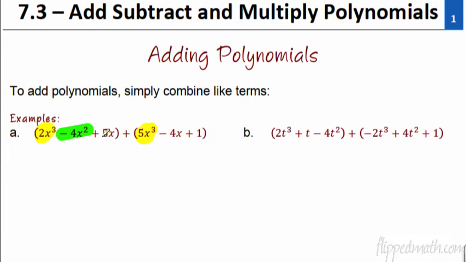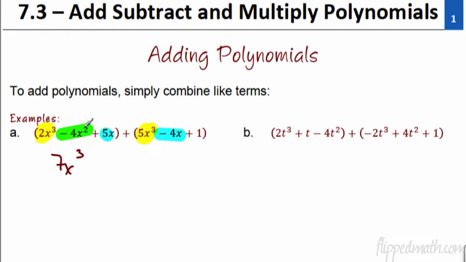Next we have a regular x to the first power, just an x term. That's the 5x. We're going to combine that with the negative 4x, and then lastly we have just a constant, which is plus 1. So when we add all these together, what are we going to get here? We get 2x to the third plus 5x to the third. That's what? 7x to the third.